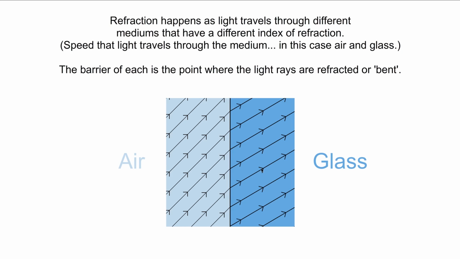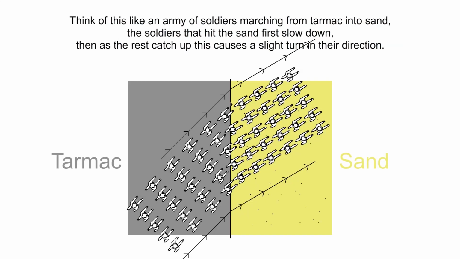So, this may be a little bit confusing. My science teacher taught me this in a very simple, Sesame Street way, and it stuck with me, so it obviously worked. Imagine our light rays are a troop of soldiers, all walking in a straight line in formation, across tarmac at a fairly brisk pace because it's an easy surface to walk across. Now they reach the end of the pavement, and there's a beach. This is sand. Sand's slower and harder to walk through.